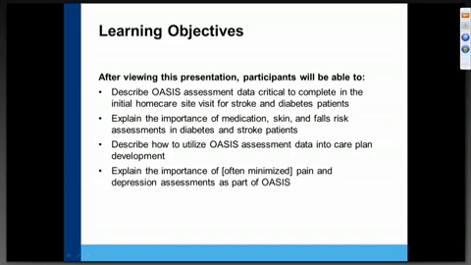The objectives for today's webinar: after attending this presentation, you'll be able to describe Oasis assessment data critical to complete in the initial home care visits for patients who have had a stroke and diabetes, to explain the importance of medication, skin and falls risk assessments in this patient population, to describe how to utilize Oasis assessment data in care plan development, and to explain the importance of often minimized pain and depression assessments as part of Oasis.